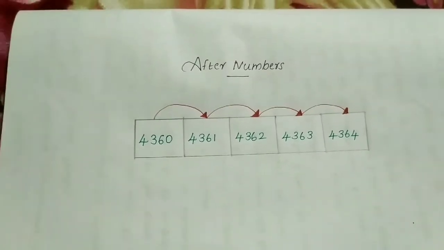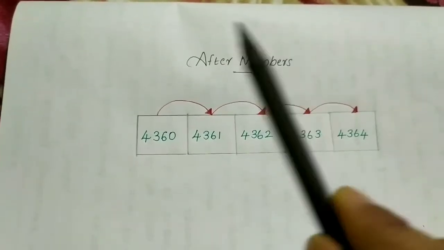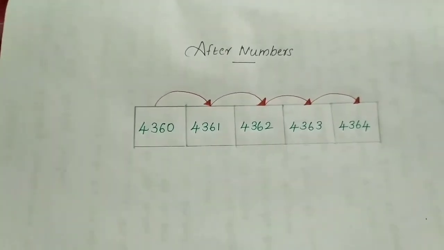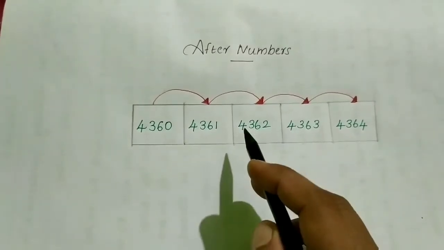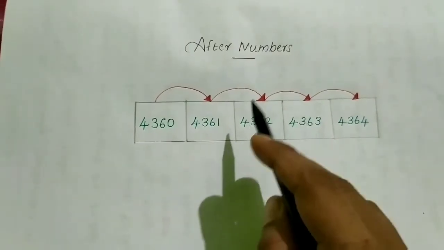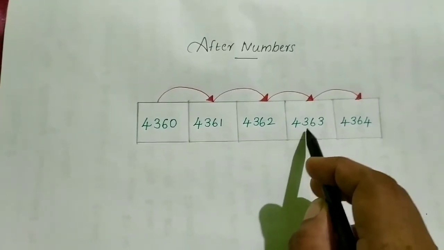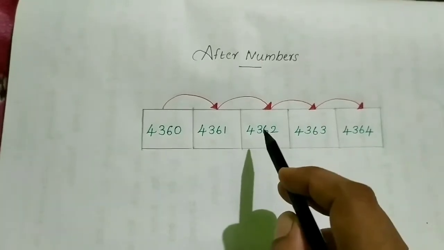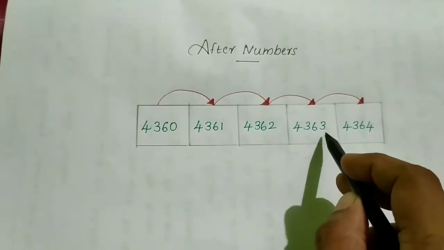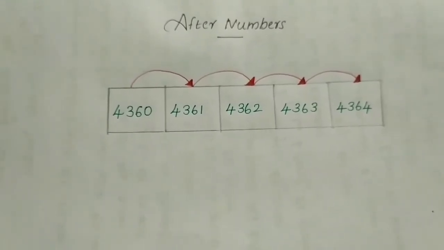Let us see after numbers now. To find after number, we are going to count forward. When we count forward from the given number, we get after number. For example, what will be the after number of 4362? We are going to count forward. And the number we will get is 4363. So, the number after 4362 is 4363. Thus, one more than the given number will give the number after it.